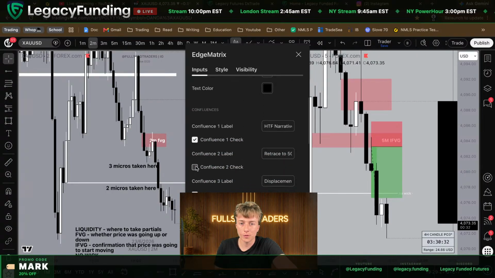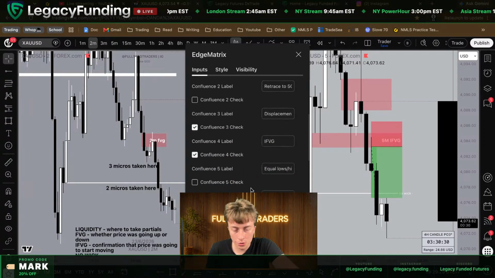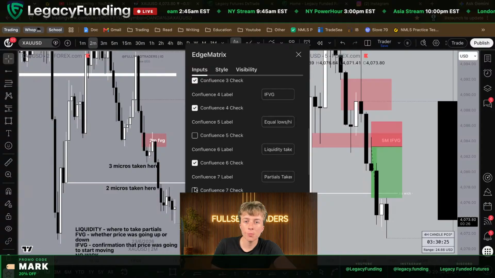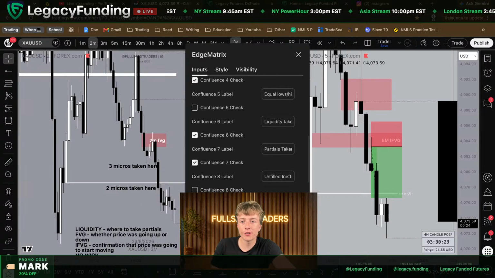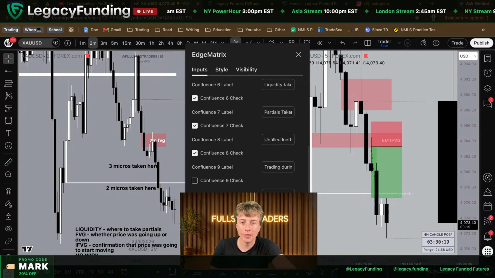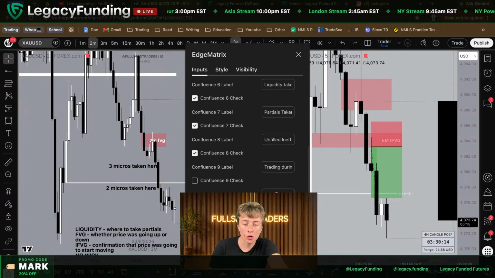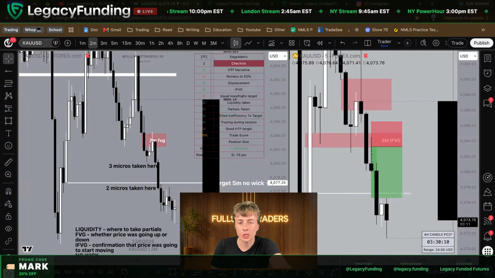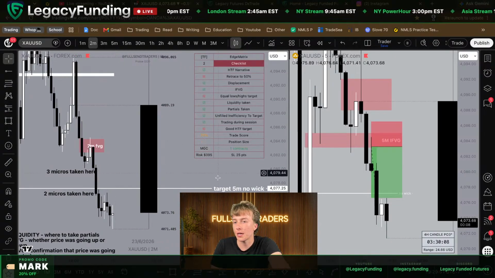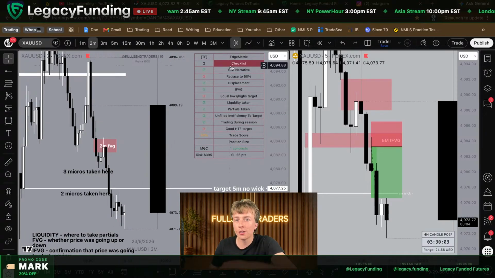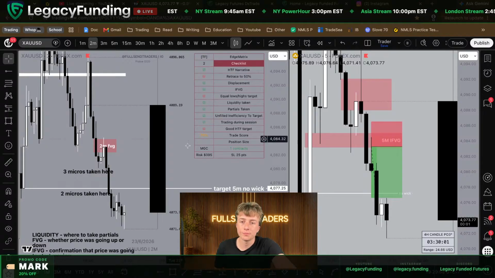Retrace, this one. Equal lows. We didn't have equal lows. We did have liquidity taken before our trade. Partials. We took partials. Unfilled inefficiency. We didn't have that, but we did have a no wick, which is pretty much the same thing. It was an inefficiency down there that the market needed to talk. Target. Good higher time frame target. Honestly, it wasn't the best higher time frame target. We are trading during a session. This trade score is about a 70%. That doesn't mean it's not going to play out, but there's a few more things that could have made it an even better trade.